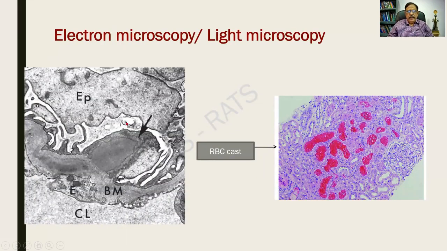And this is again an electron microscopic picture. This is the epithelial cell, this is the basement membrane, and in the subepithelial region there is a large deposit that is seen, antigen antibody complex. And this is a light microscopic picture. The tubules are all distended and they are filled with RBCs. This is what we call a cast. Cast means it forms an outline of the entire tubule. So RBC cast can be seen.